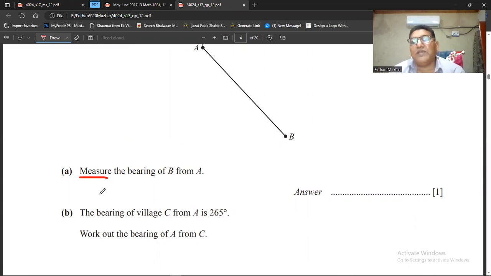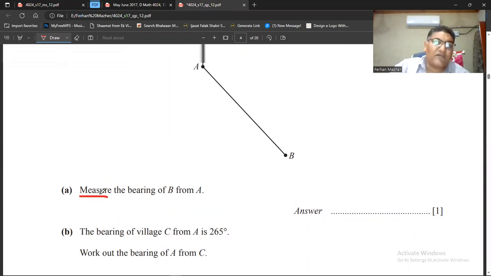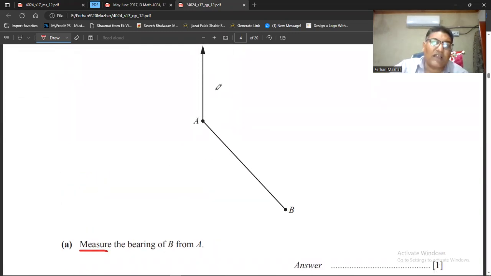What is the bearing? Bearing from A means at A, on the north, and from that north I will go clockwise. From this north, go clockwise to the AB line. This angle will be called the bearing. So with the help of the protractor, measure how much this angle is.